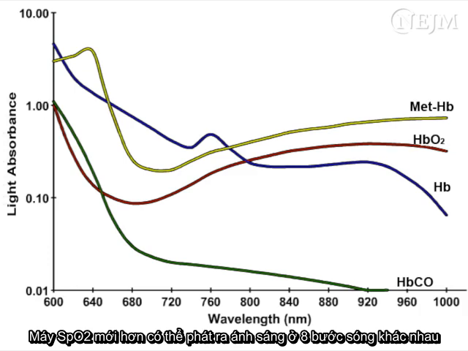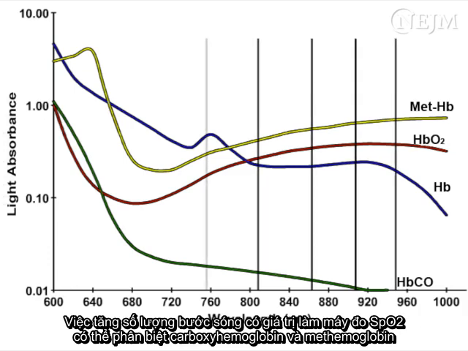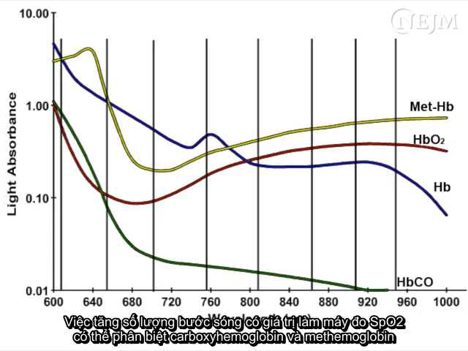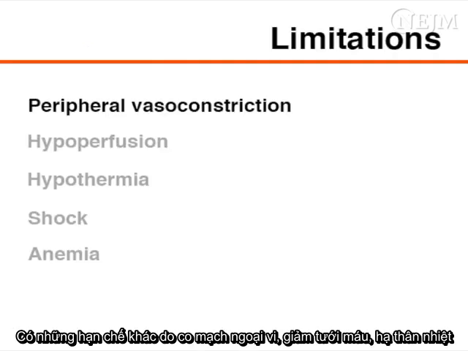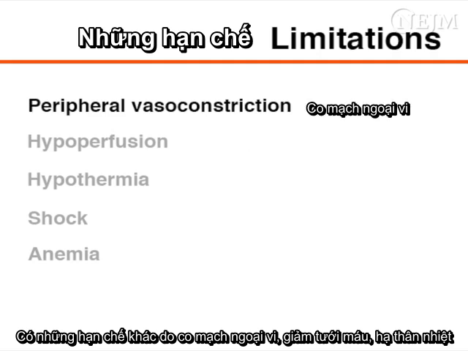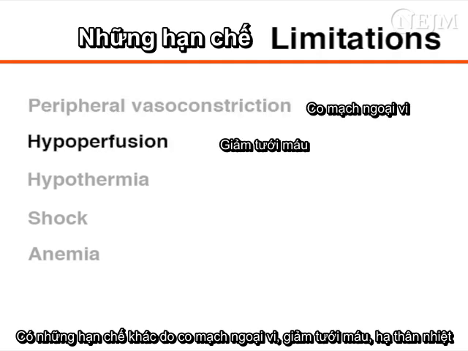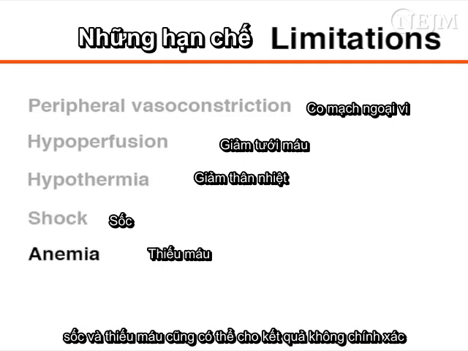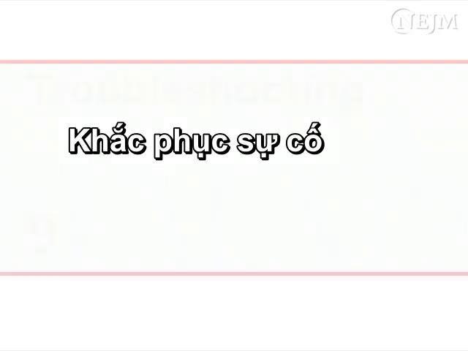Newer pulse oximeters are able to emit light at up to 8 different wavelengths. This increase in the number of available wavelengths makes it possible for the oximeter to distinguish carboxyhemoglobin and methemoglobin. There are additional limitations. Peripheral vasoconstriction, hypoperfusion, hypothermia, shock, and anemia may also yield inaccurate results.